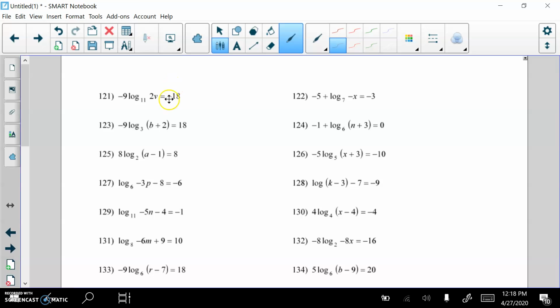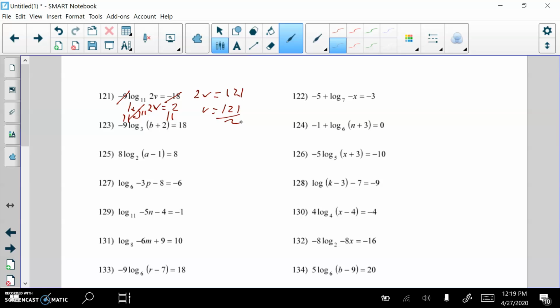So you don't have a logarithm on this side, but you will want to divide off this negative 9. So when you divide the negative 9, you get positive 2. And so you have log base 11 of 2v equals 2. On that, you'll have to exponentiate, and you end up with 2v equals 11 to the second power, 121. V is equal to 121 over 2. Might want to double check me on that, but I'm pretty sure that's right.